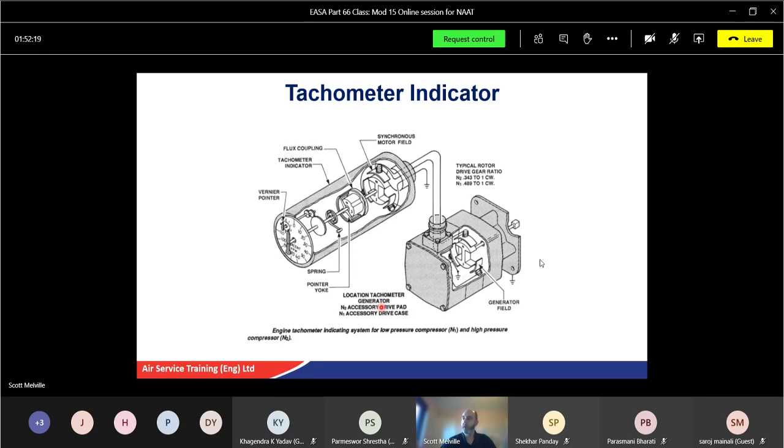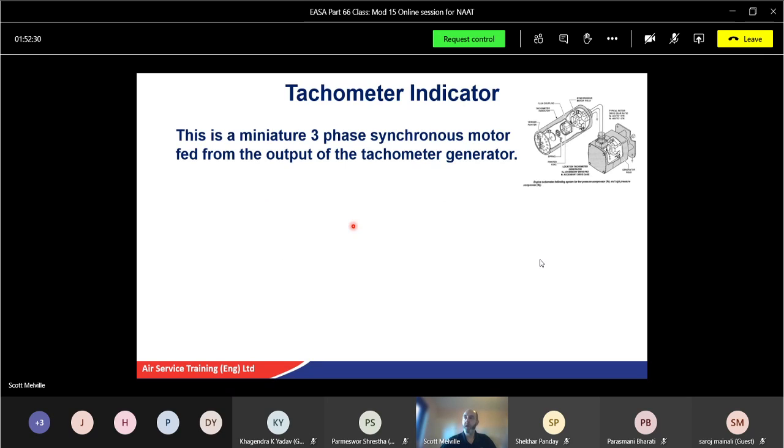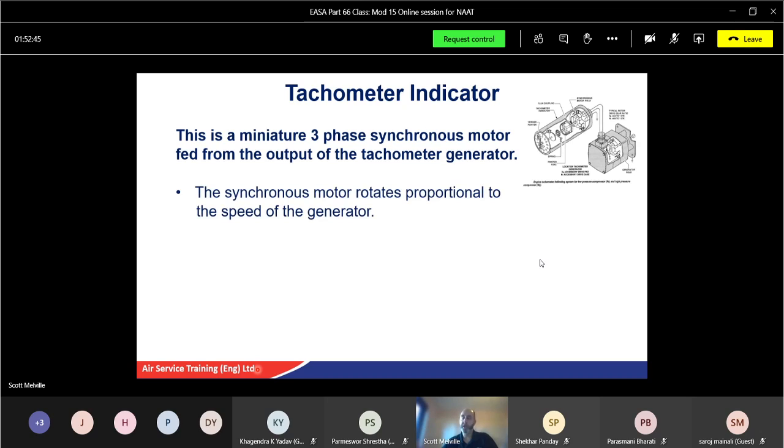So there's your motor. Okay, generator itself connected to your indicator. So again, that'll be attached to the gearbox. Okay, then that'll supply the power to your actual indicator. Now, the indicator is similar again because you've got a three-phase generator. So this time you've got a three-phase motor, synchronous motor fed from the output of your generator. So it's all three-phase. Synchronous motor rotates proportionally to the speed of the generator, and that obviously gives you the correct speed of the engine. It's entirely dependent upon the frequency that's fed to it. So the greater the frequency, the greater the indication.